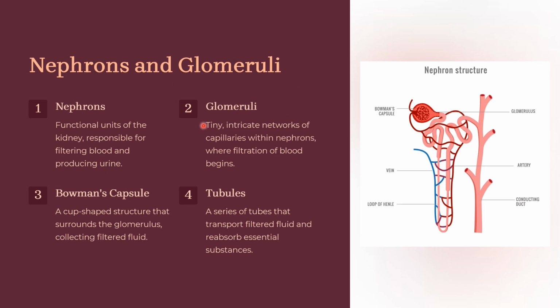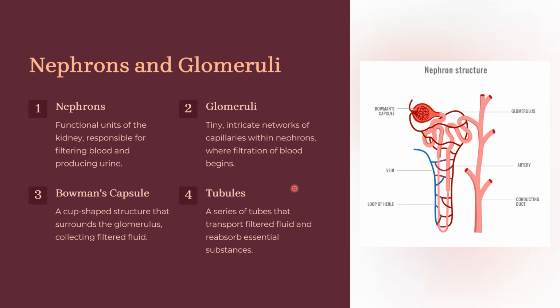Okay. Now what is glomeruli? It's a tiny intricate network of capillaries within the nephrons where filtration of the blood begins. So how important this glomeruli is. Next is Bowman's capsule. It's a cup-shaped structure which surrounds the glomerulus. It collects the filtered fluid which is done by the glomeruli.